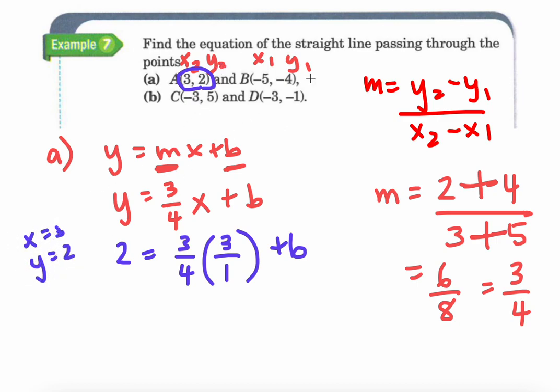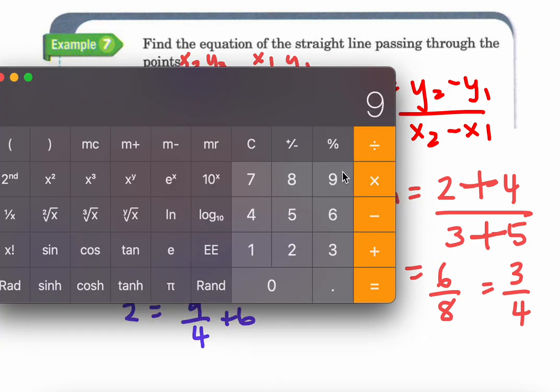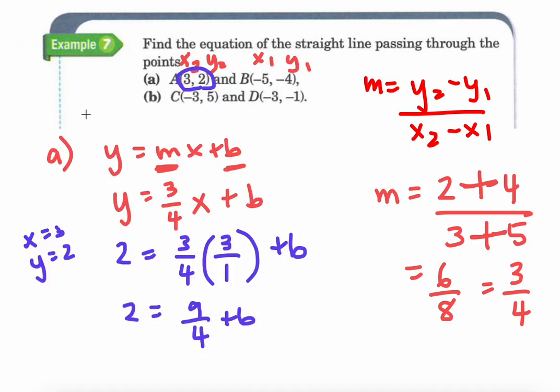From my first point. I could have used my second point as well, but I don't want to deal with those negatives. All right, so 2 equals 3 times 3 is 9/4 plus b. Ew, I don't like 9/4. Let me change that into a decimal because it's going to be a pretty decimal anyways. 9 divided by 4 is 2.25.